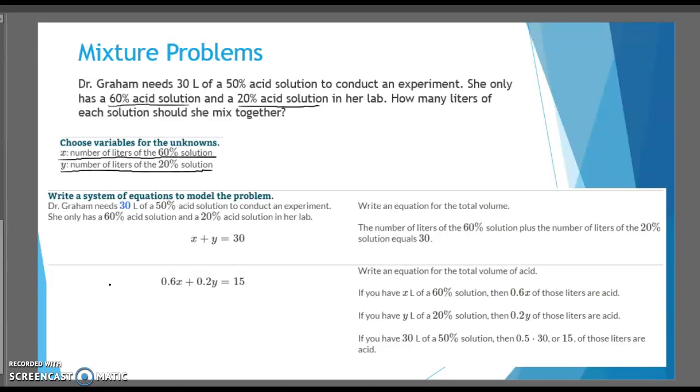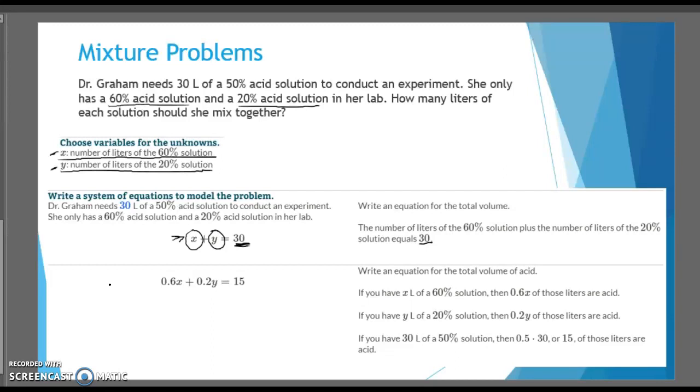Dr. Graham needs 30 liters of a 50% acid solution and she only has 60% and 20%. So she needs some combination of the 60% and 20% to add up to 30 liters. So this is the amount of the 60% and this is the amount of the 20%. Add those together and they need to equal 30 liters. So that's where that first equation comes from.